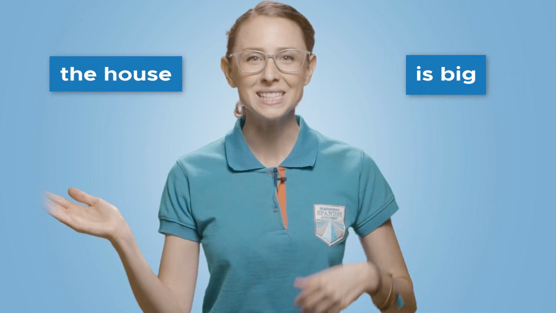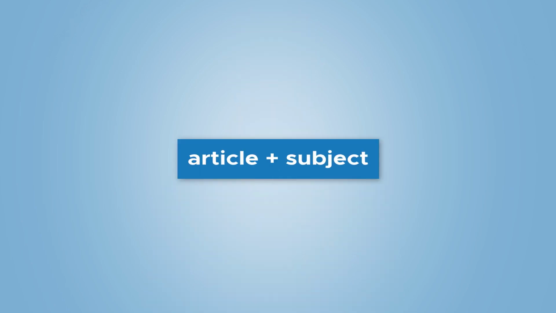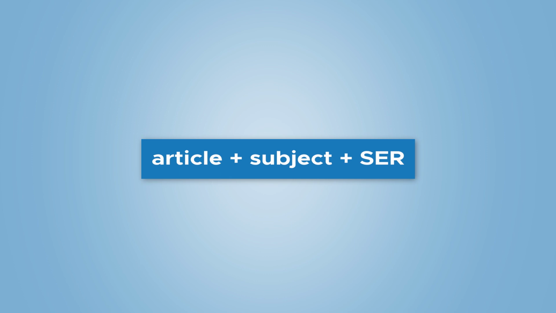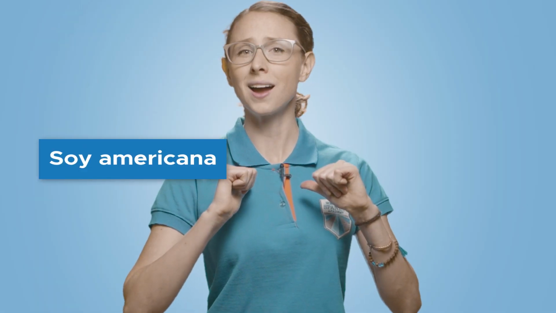The house is big. In each one of these 2 examples, we have an article, a subject, the verb ser, and an adjective. Depending on the sentence, you may not always need an article, but the rest should always be the same. Now let's see the example from the beginning of this video. Soy americana. I am American.